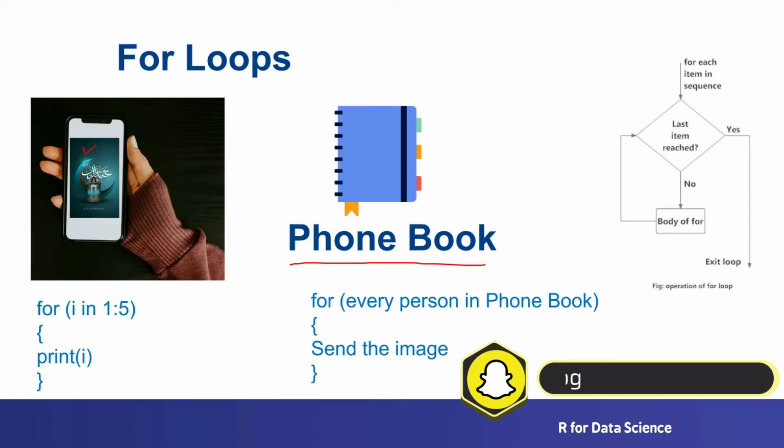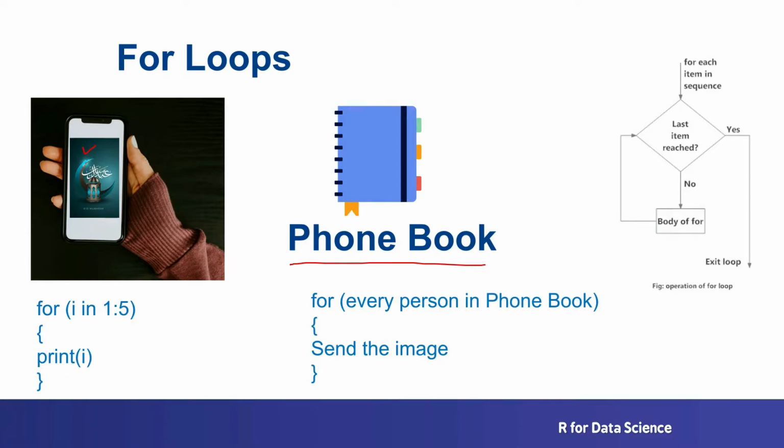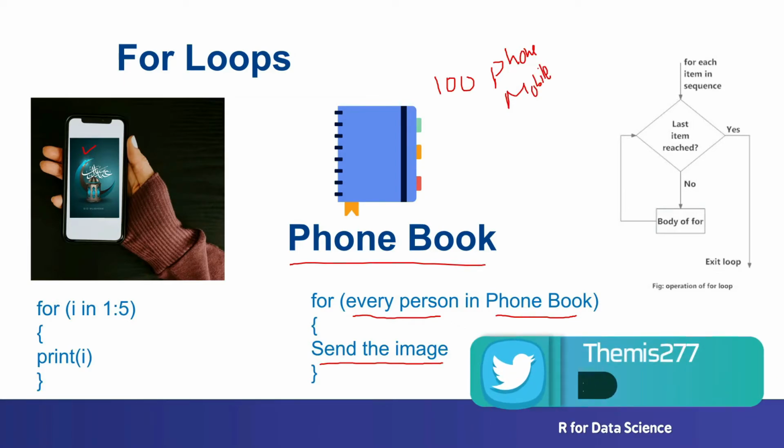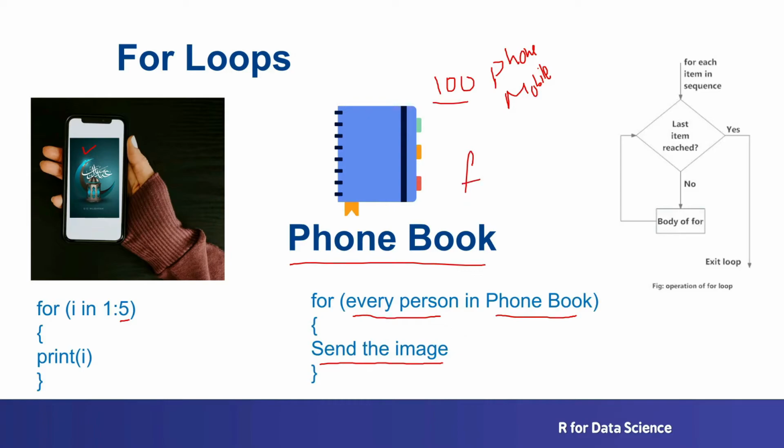So here we have for i in 1 till 5 print i, which was the previous example. But in the phone book, for every person in the phone book, I want you to send the image. It's exactly the same example. Let's say in this phone book I have 100 mobile numbers. So here the 5 will be 100. It's like I'm saying, for every person, which is 100, in a phone book, send the image.